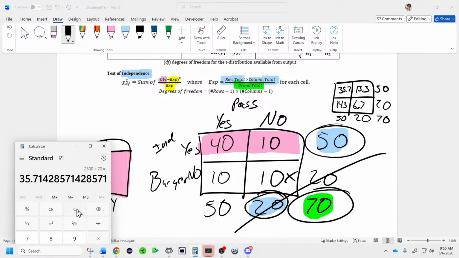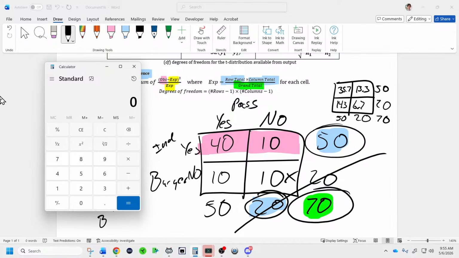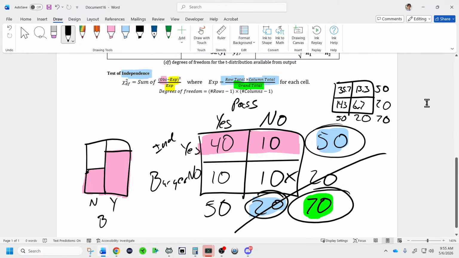I think I do have one math error, because everything's not adding up. 20 times 50 divided by 70 is 14.3. So this one is the math error. Brian can't math. And that's going to be 5.7. That's why that one's also wrong. I did this one wrong. That's why you should always check your math. And we can double check that one.